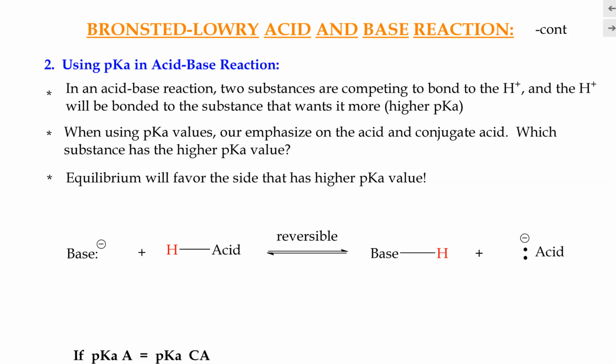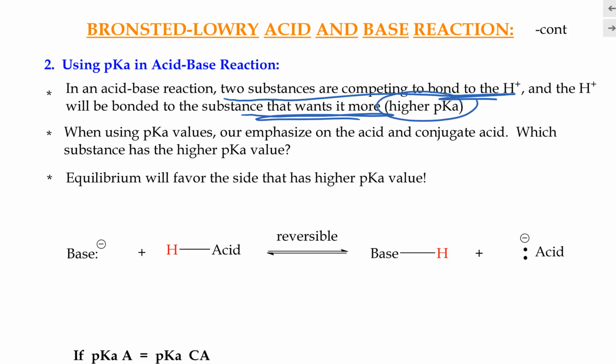In this video, I will discuss the use of pKa values in determining the direction of an acid and base reaction. So again, in an acid and base reaction, two substances are competing to bond to the proton, and the proton will go to the substance with a higher pKa for that proton.